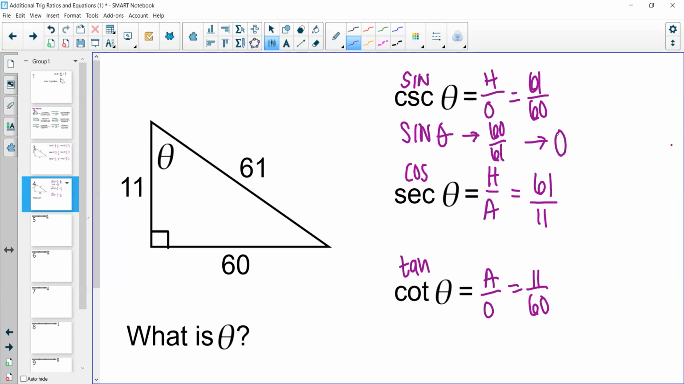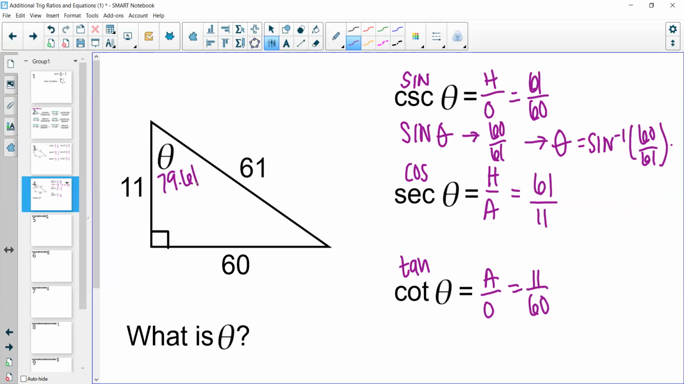So how could I find theta? Well, I would do the inverse sine of the opposite over the hypotenuse, or 60 over 61. We can kind of see what that is. So if we do the inverse sine of 60 over 61, we end up getting 79.61.